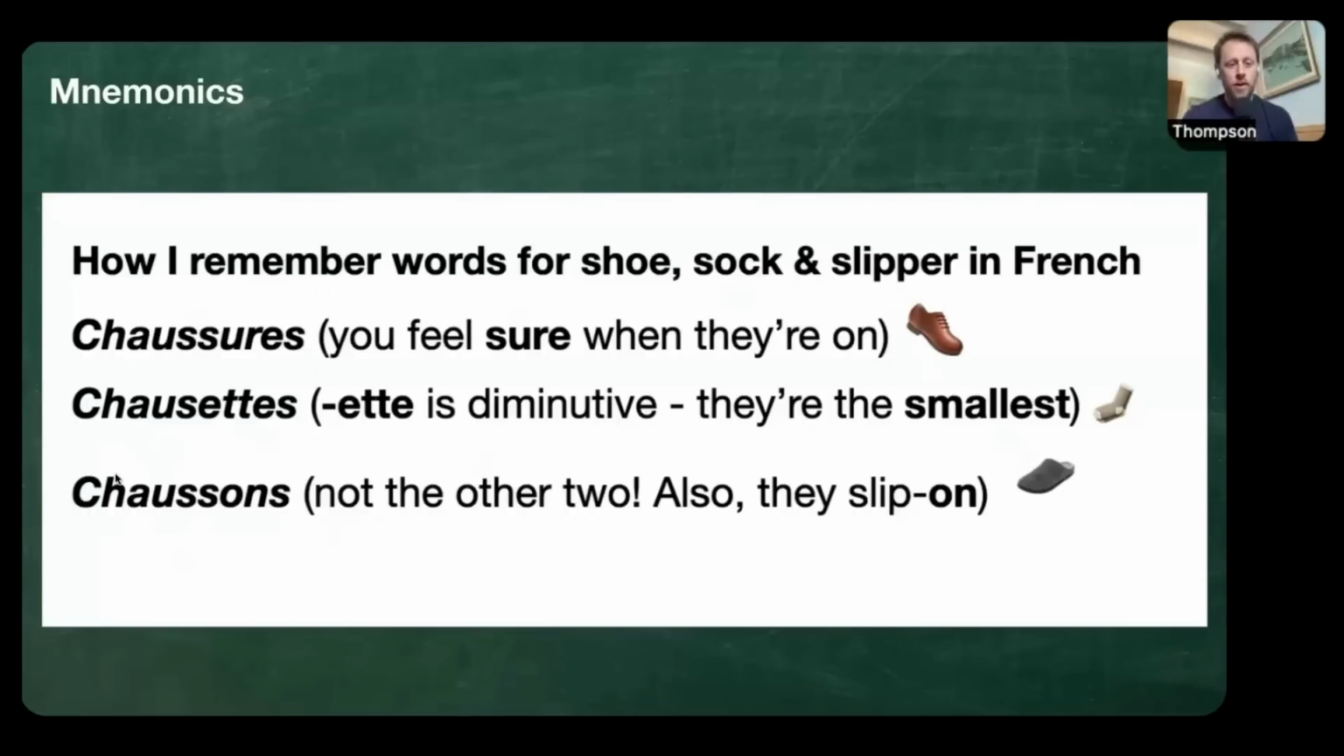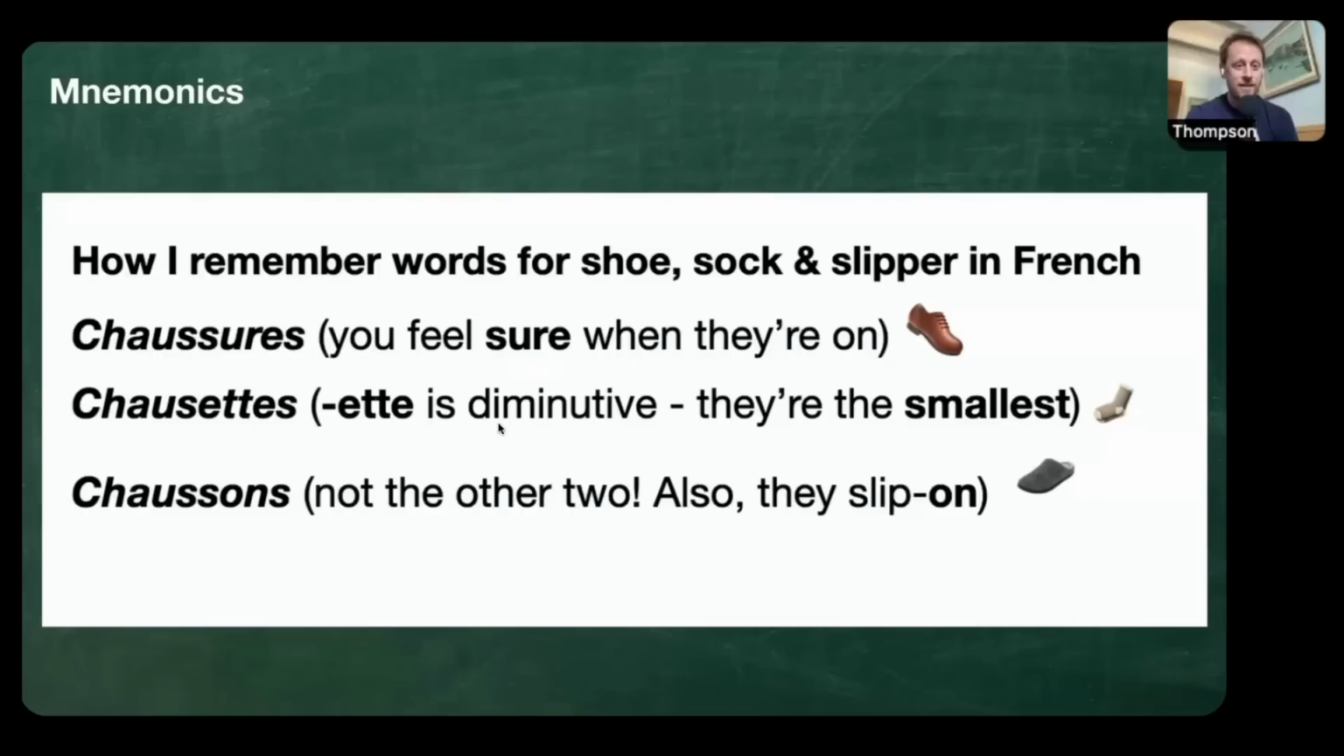But I've come up with my own little mnemonic to remember what they are. So chaussure, you feel sure when they're on. You see, chaussure, you feel sure. It's not perfect, but it works. It helps me remember that you feel sure when you've got your shoes on. That actually works for me. It doesn't have to be perfect. It just has to work.